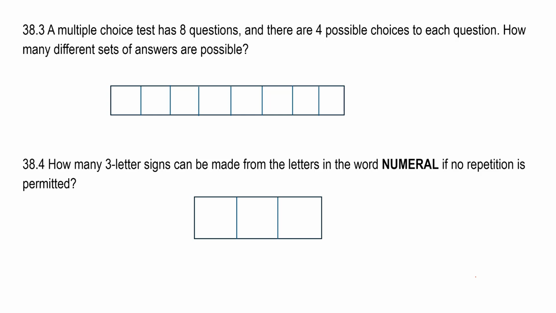Okay, so every single question has 4 possible choices. So question 1 has 4 possibilities. Whatever you choose for question 1, you've got 4 possibilities for question 2. Whatever choices you make for those 2, you've still got 4 possibilities for question 3, and so on. So whatever choices you make in previous questions, there are 4 more possibilities for the next question, and so on.